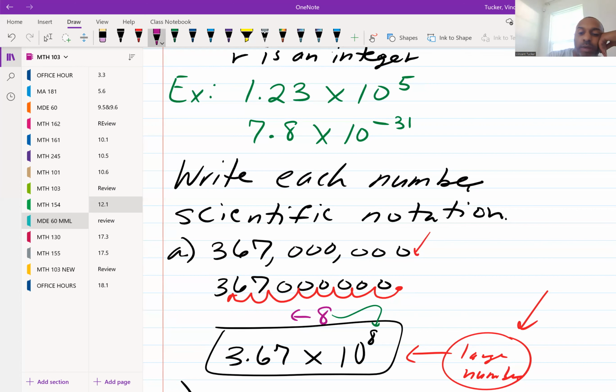So when you look at moving that decimal, notice we took it 1, 2, 3, 4, 5, 6, 7, 8 to the left. We have to move 8 to the left. And so that gives me 3.67 times 10 to the 8th power. And we use a positive 8 that represents the fact that we had a very large number here. If I were to multiply this back out, it would give me the 367 million.